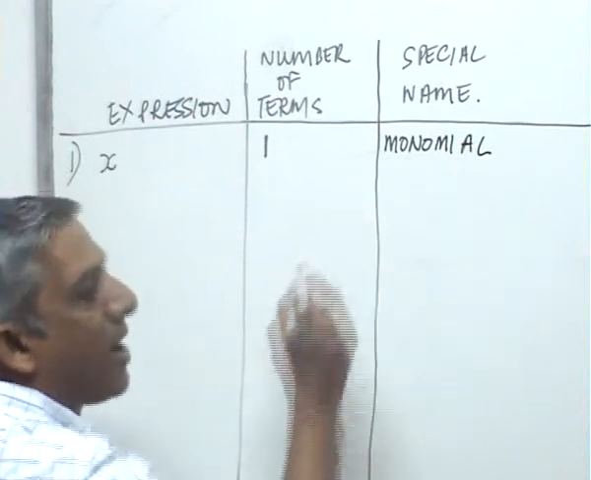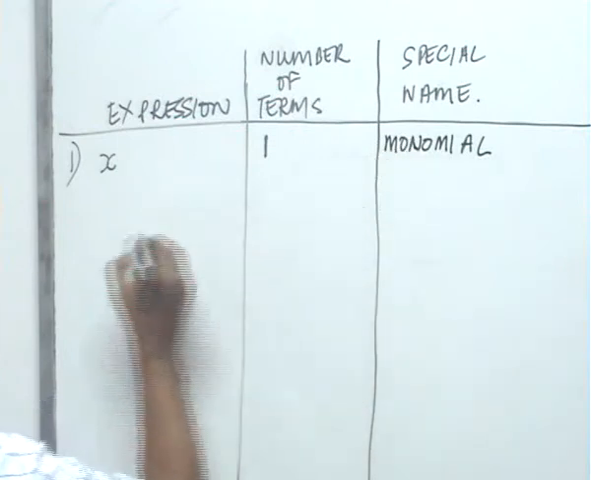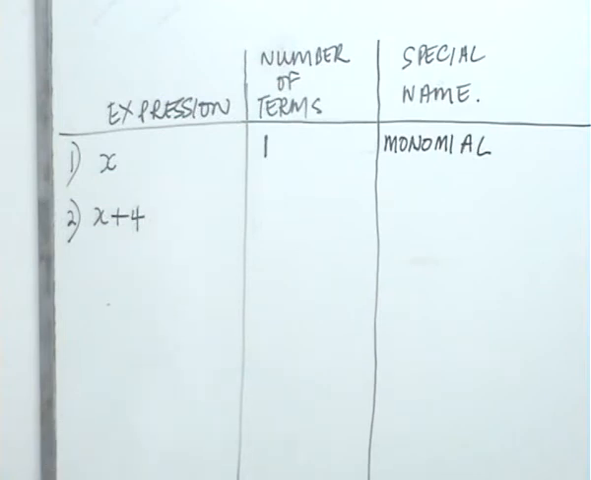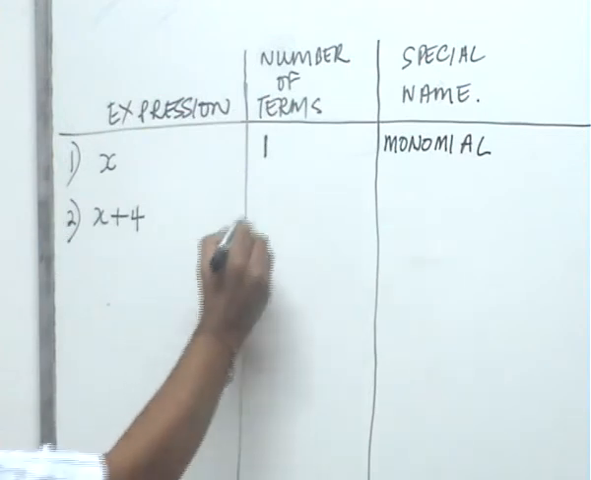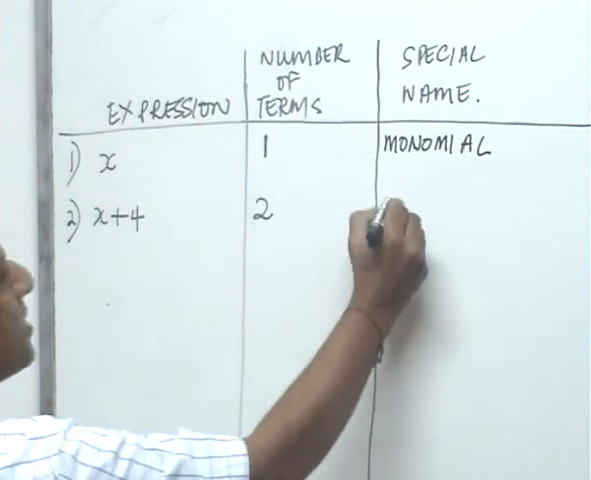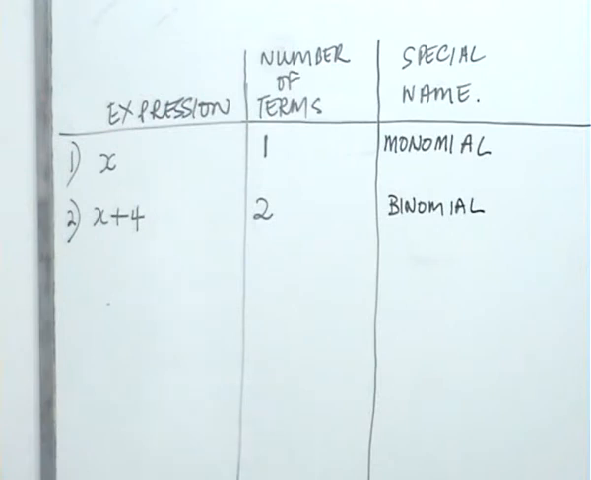See, the word mono means one. So monomial means that this expression has only one term. Let's take another example. X plus 4. Now this expression has got two terms. So the number of terms is 2. And it's got a special name. Its name is binomial. Now just like a bicycle has two wheels, this expression has two terms. That's why it's called binomial.